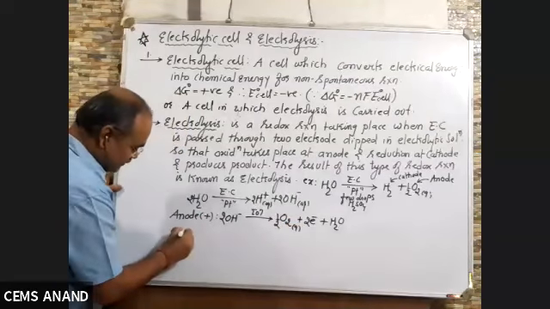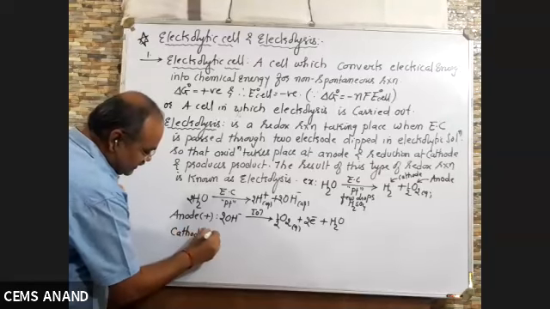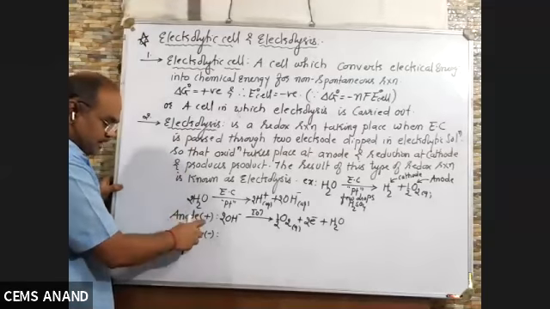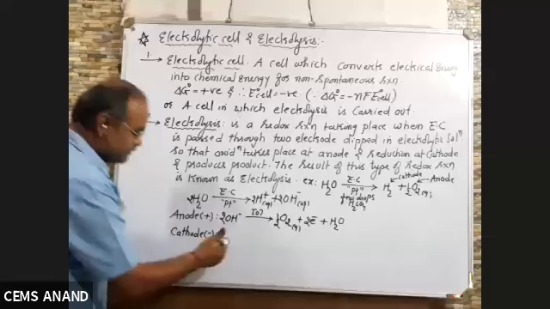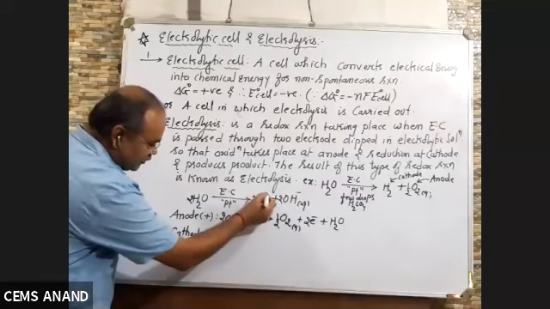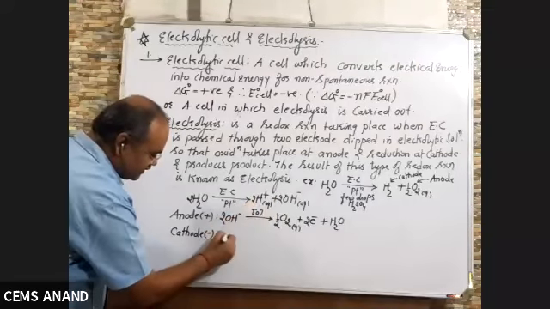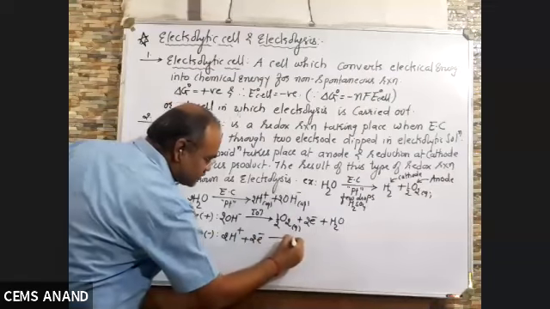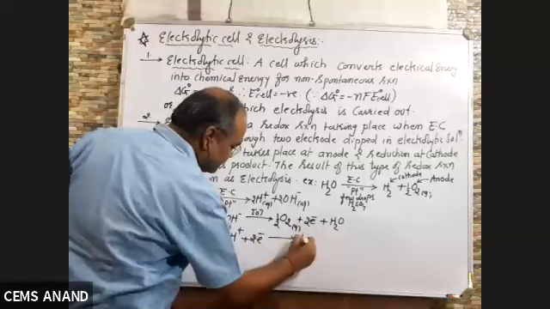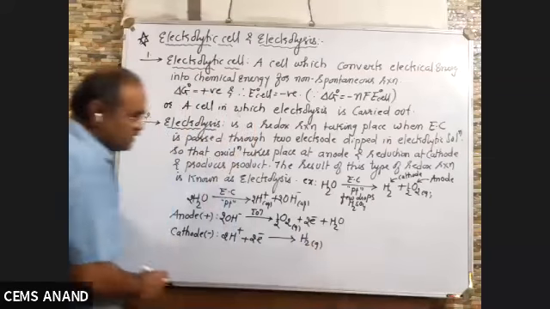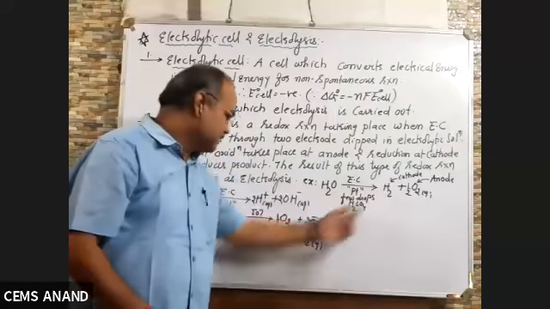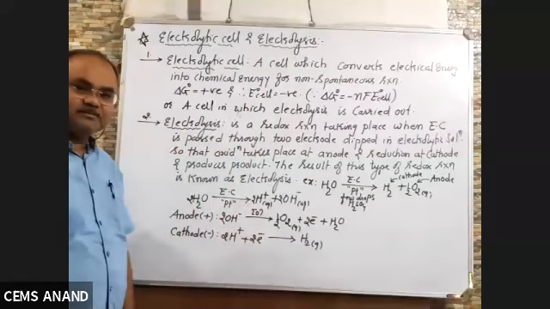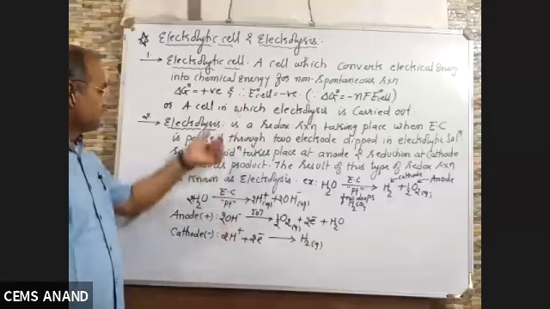At cathode, cathode is negative in electrolytic cell. See, in electrochemical cell, anode was negative, cathode was positive. Now it is reverse. As it is negative electrode, H plus positive will be attracted here, and 2H plus takes 2 electron and undergoes reduction, and we get H2 gas. So by this way, you can get H2 gas at cathode and O2 gas at anode by the electrolysis of water, right? So this is called electrolysis.